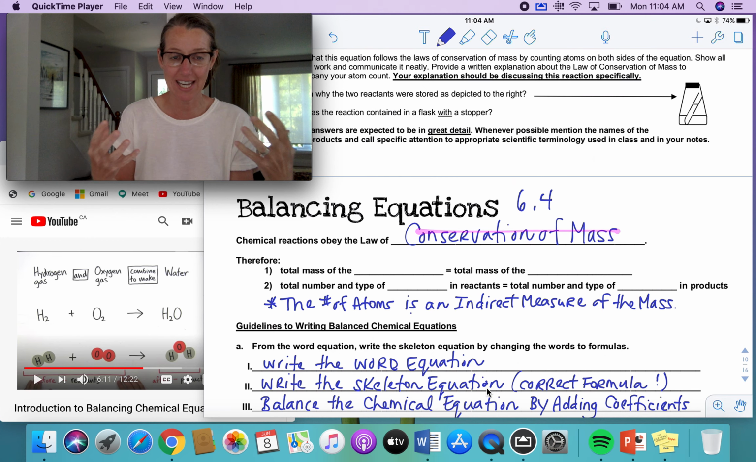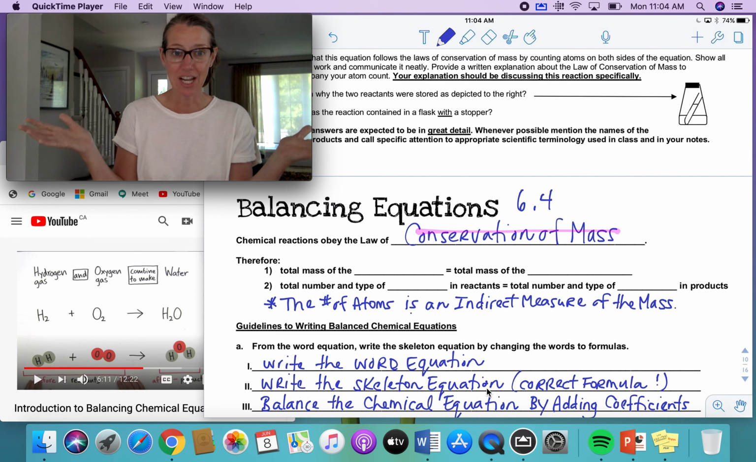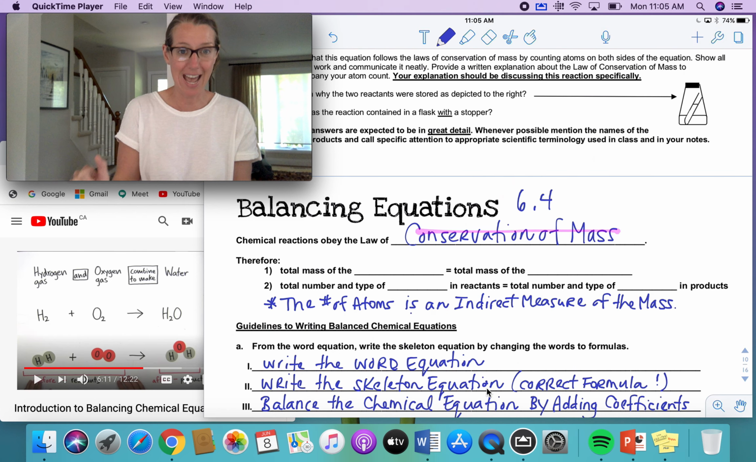You have to have the same number and type of atom on the reactant side and the product side, because the overall mass of the reactants in a chemical equation equal the overall mass of the products. Okay, you can't just create matter or destroy matter. You can't just lose an atom anywhere. They all have to be accounted for.